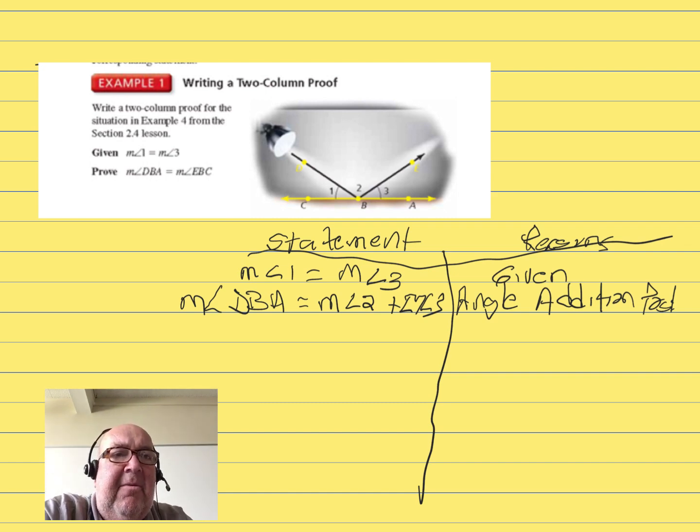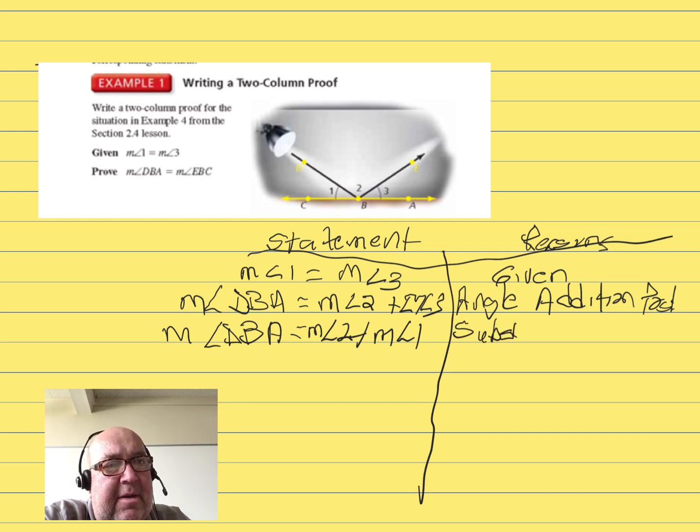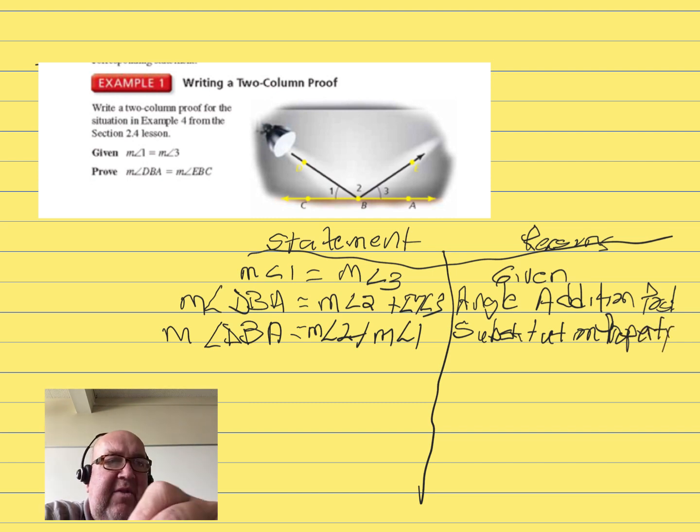You might type out, but in most cases you're going to put things in order of how they should be. We also know that the measure of angle DBA can be equal to the measure of angle 2 plus the measure of angle 1 because we can substitute. Substitution property of equality. I don't have a lot of room to write.